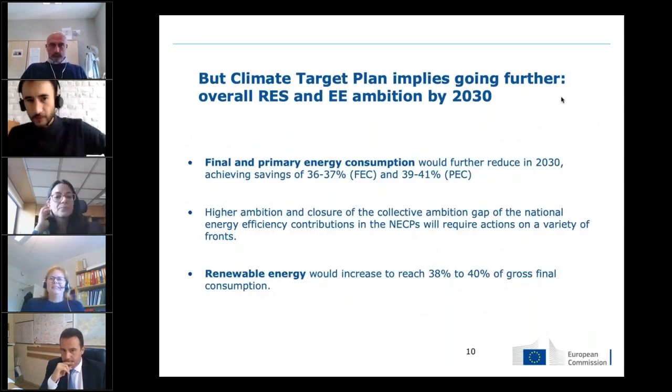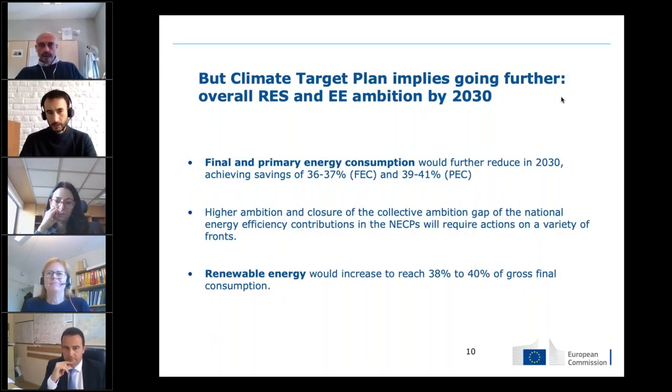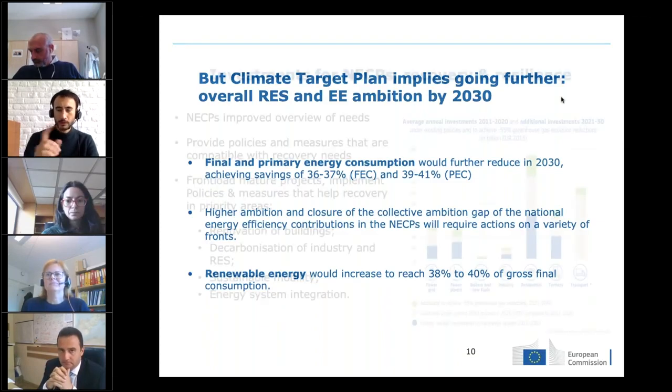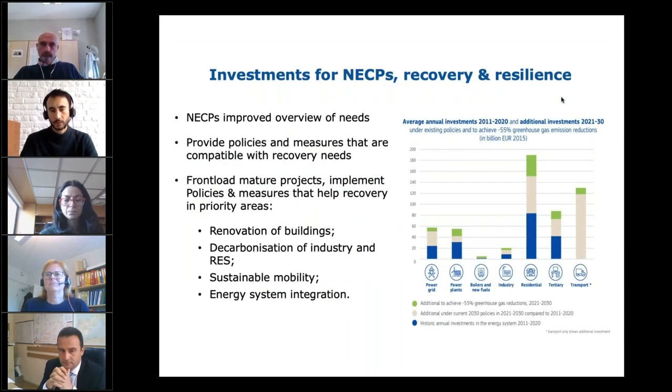So that leaves me enough time, I guess. The main message here is that member states may need to update their NECPs, possibly rather soon. That implies, of course, needs in terms of modeling and analytical basis, because we need to know where we are going. And this is also true to assess the investment needs, because being that ambitious requires huge investments.